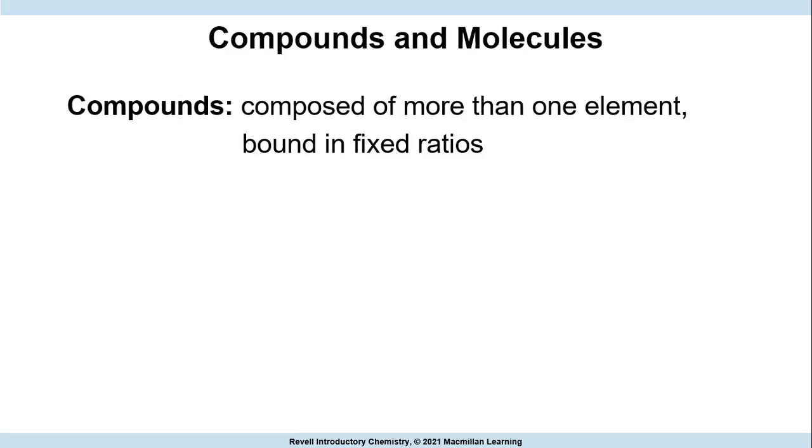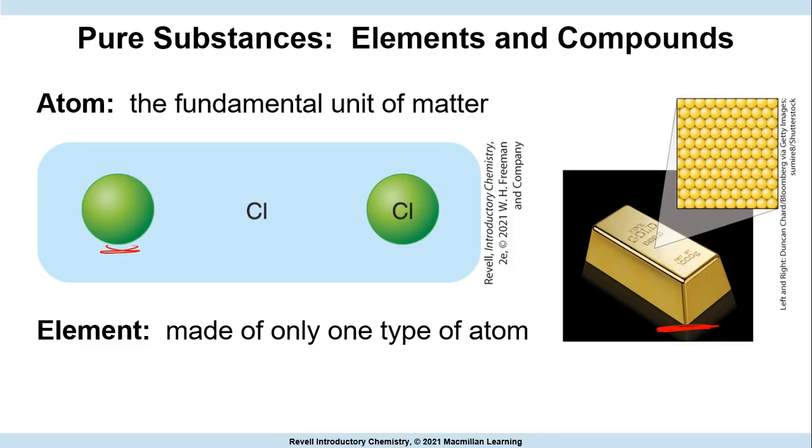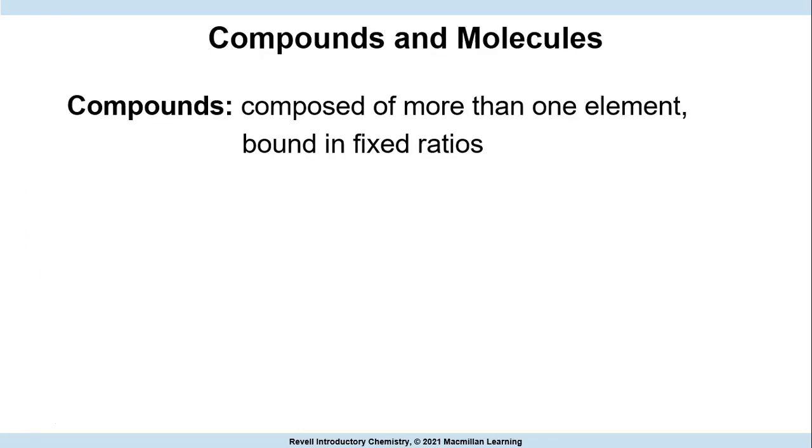Now, let's look at what compounds and molecules are. We've already seen the atom, where we've said the atom is the fundamental unit of matter. We've seen the element, and we've said elements are made up of only one type of atom. Now, let's look at what are compounds and molecules. A compound is composed of more than one type of element that is bound in fixed ratios. So there is that fixed composition when you're talking about a compound.